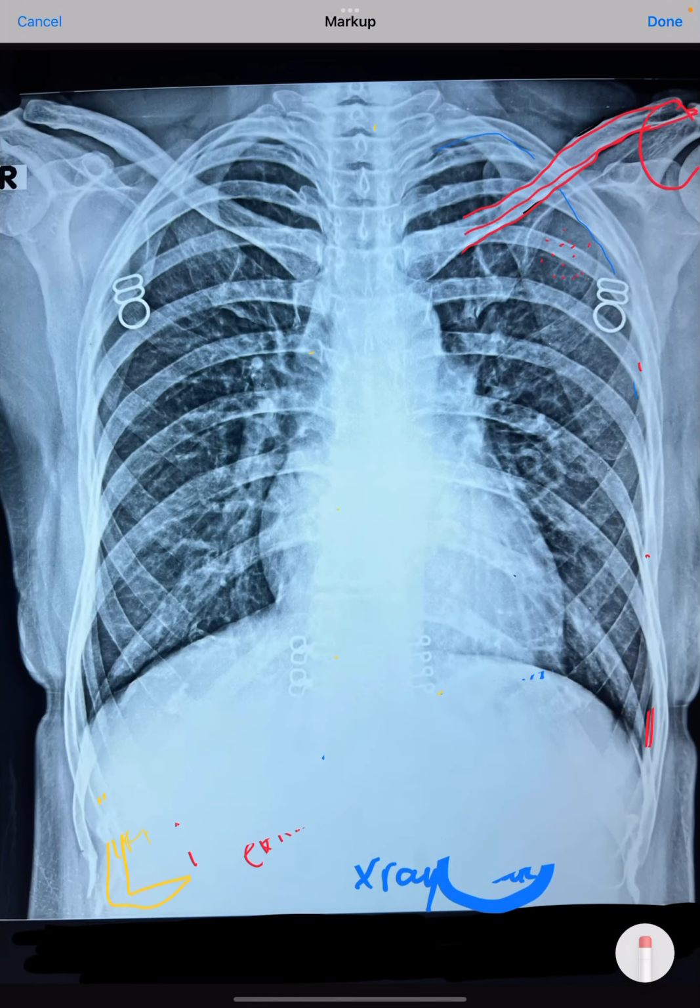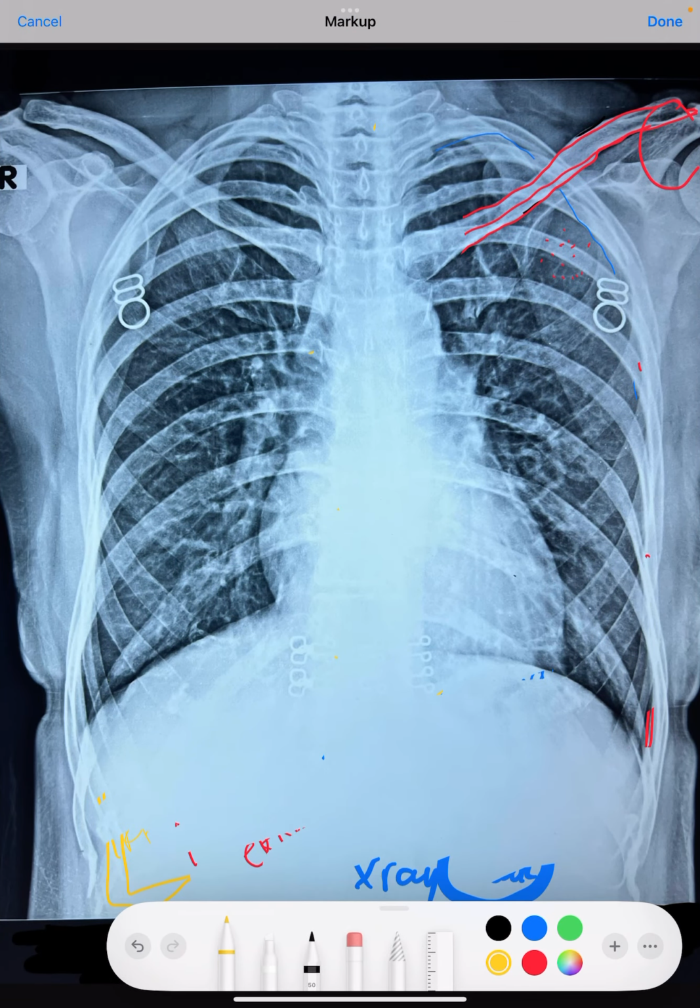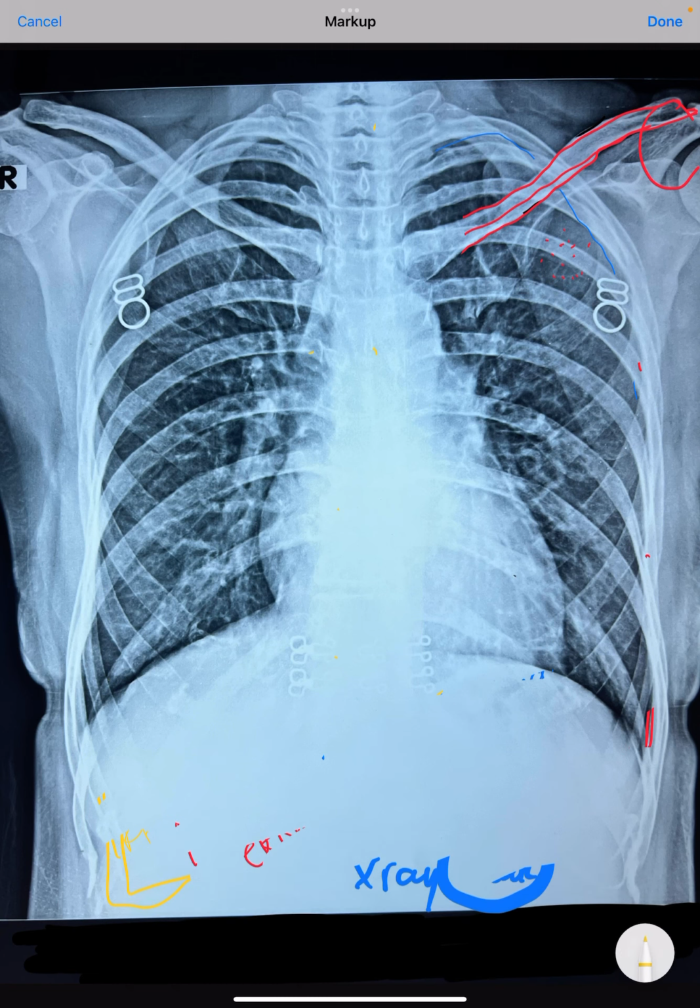So in this X-ray, what we are seeing are the costophrenic angles, the trachea, the tracheal bifurcation, the left ventricle, the right atrial shadow, and the clavicle continuation for fractures. So this is overall a normal X-ray.